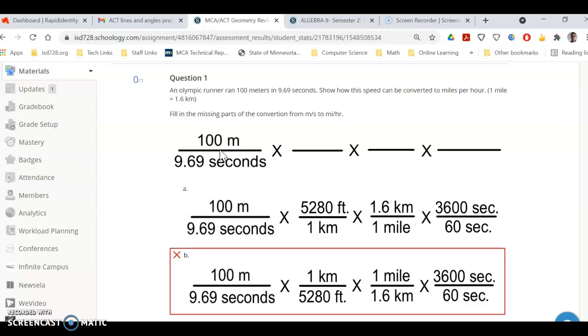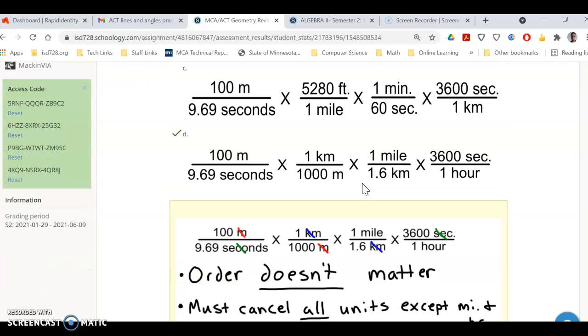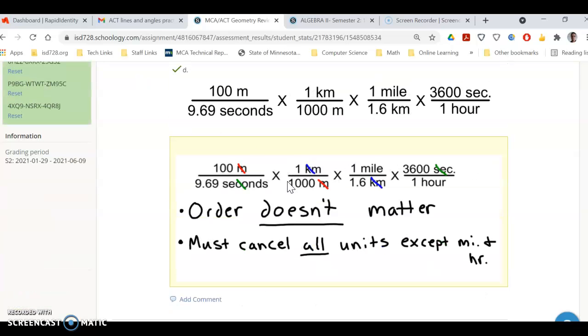All right, this is question number 1 from the geometry practice ACT deal here. So we've got to convert meters per second to miles per hour, and so we've got to do a lot of conversion. One trick, it says here in the notes actually, is you have to have the units cancel.